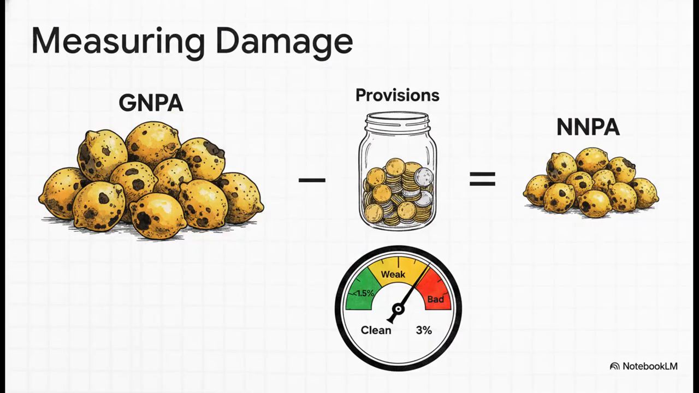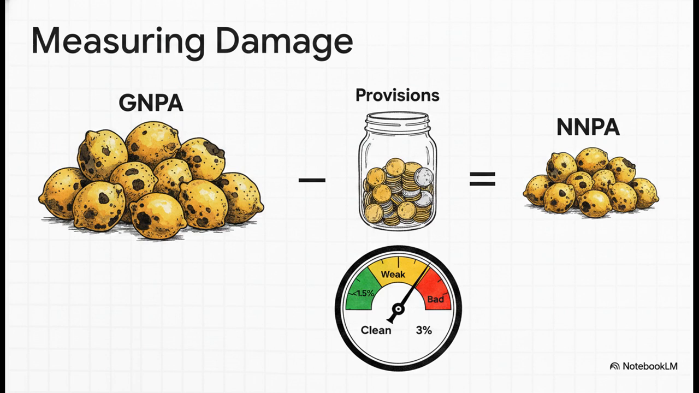Okay, so the crucial point here is understanding how analysts actually measure the damage. They use 2 main numbers. First is GNPA, or gross NPA. This is the raw, unedited total of all your bad loans, literally all the Buntys out there, as a percentage of your total book. But then you have NNPA, or net NPA. This is what's left over after subtracting the money the bank has already set aside to cover the loss.